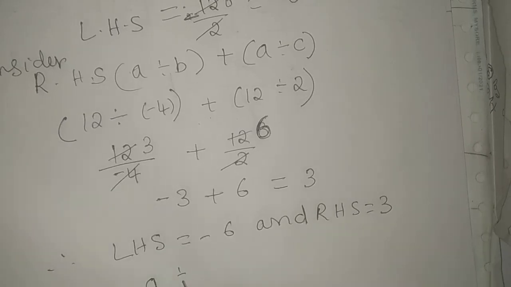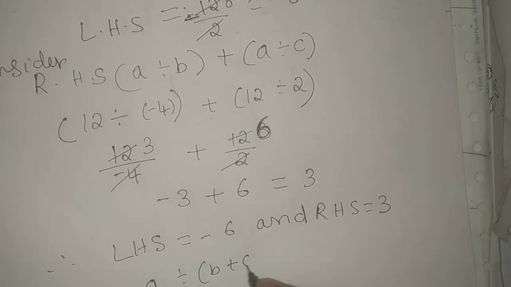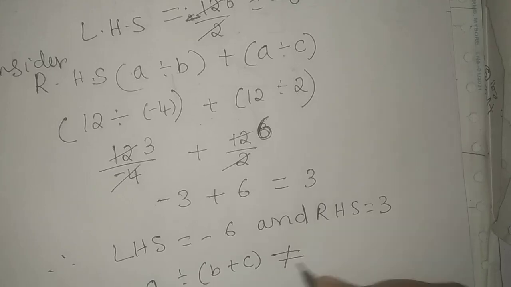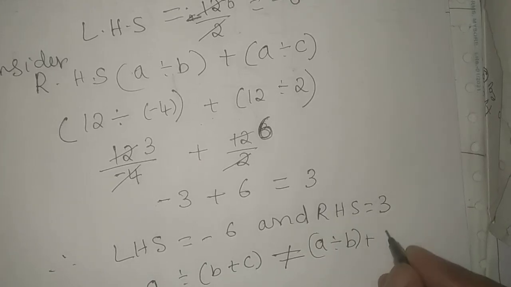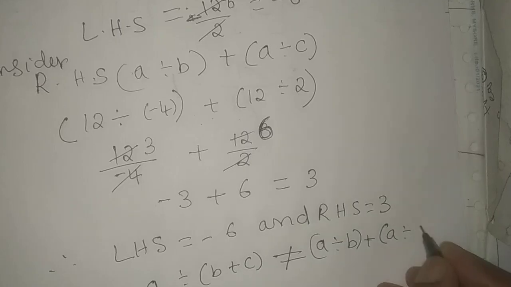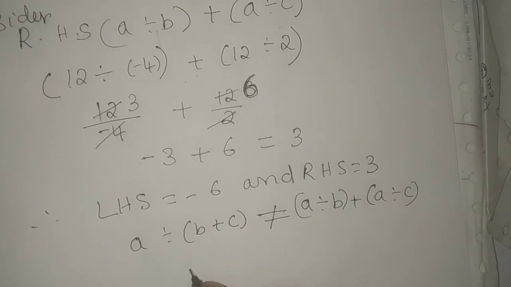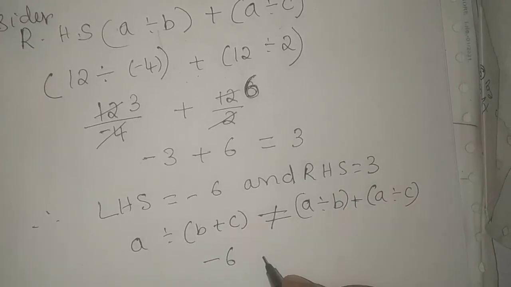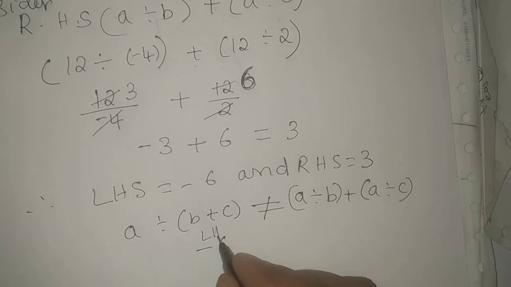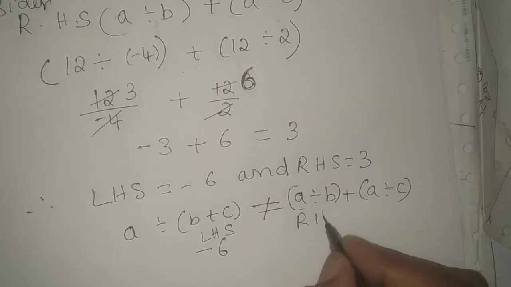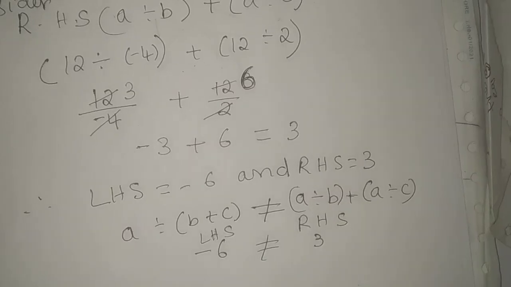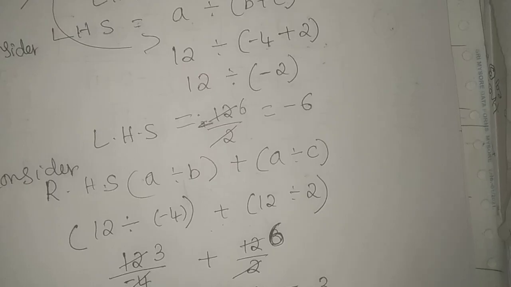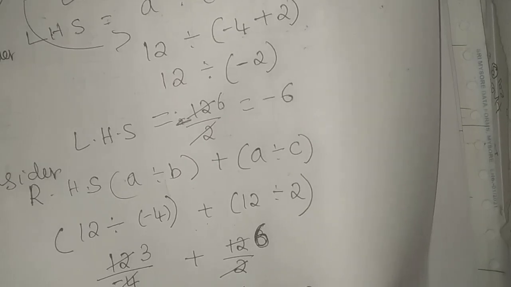Therefore what is the equation? A divided by (B plus C) is not equal to A divided by B plus A divided by C. So minus 6, this is LHS, and this is RHS, is not equal to 3. So we move on to the next one. We finished A, we move on to B.